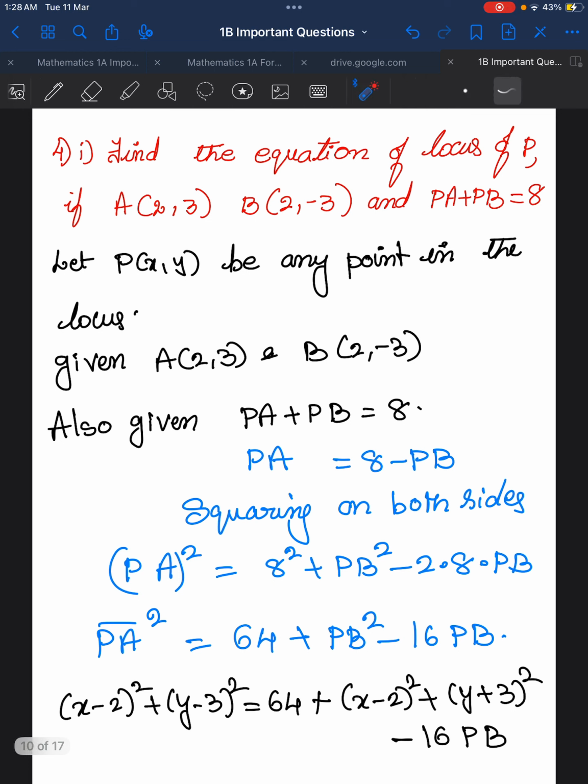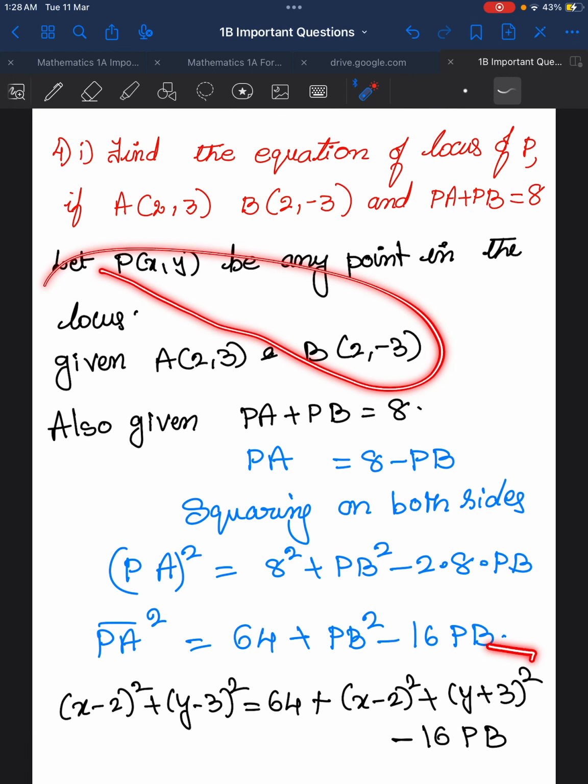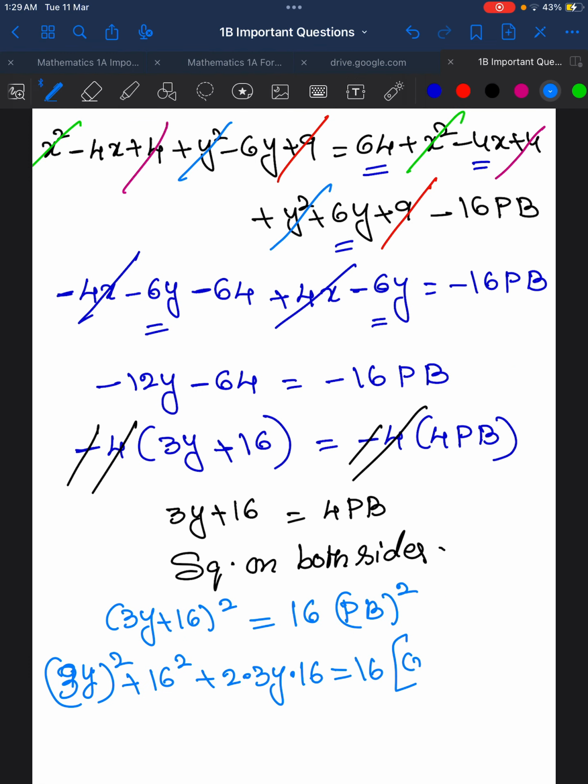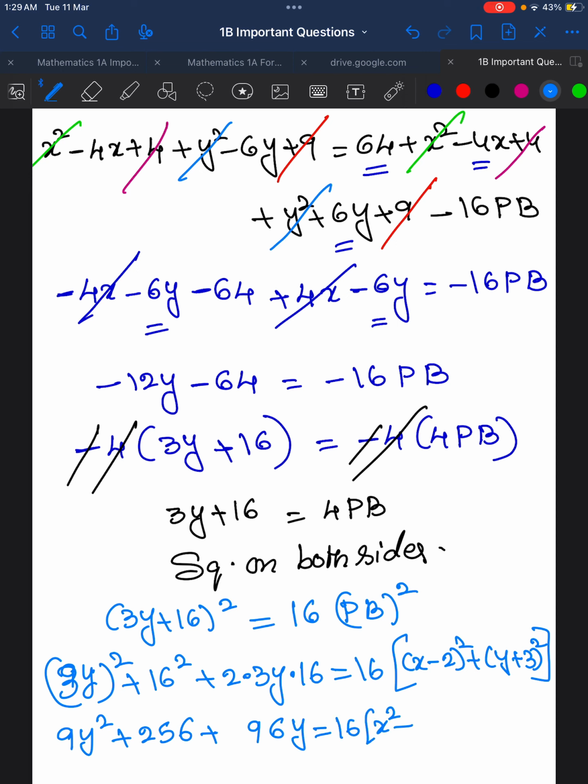Again observe what we have done, PB square. Here we have already done PB square. This is PB square only: x minus 2 whole square plus y plus 3 whole square. Try to remember. Here I am writing x minus 2 whole square plus y plus 3 whole square. Okay, 9y square plus 256 plus 96y is equal to 16x square minus 4x plus 4 plus y square plus 6y plus 9.